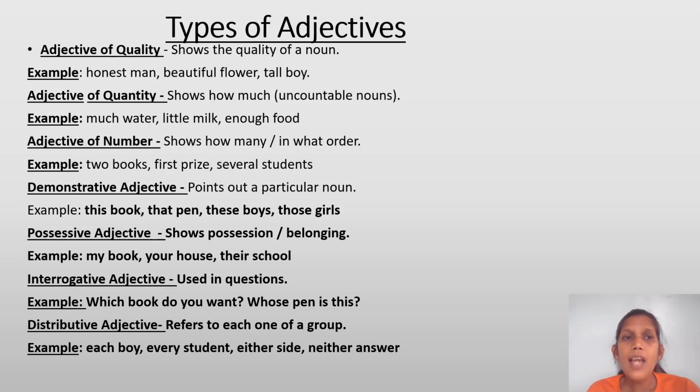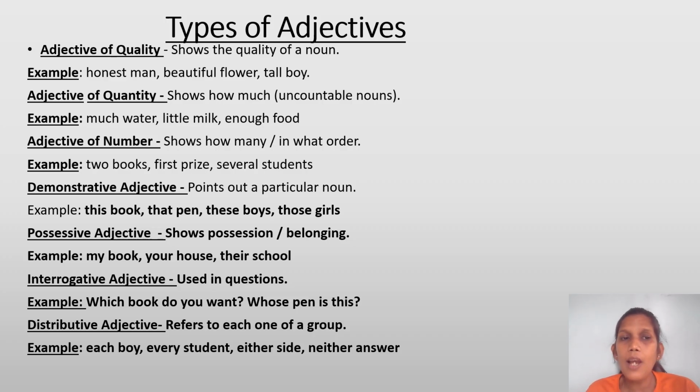Okay, adjective of quality. Adjective of quality shows the quality of a noun. Okay, for example, honest person, that is honest man. What kind of man is? Honesty, it is quality. Beautiful flower, what kind of flower it is? Beautiful. Tall boy, boy कैसा है? Tall. ठीक है, adjective of quality.